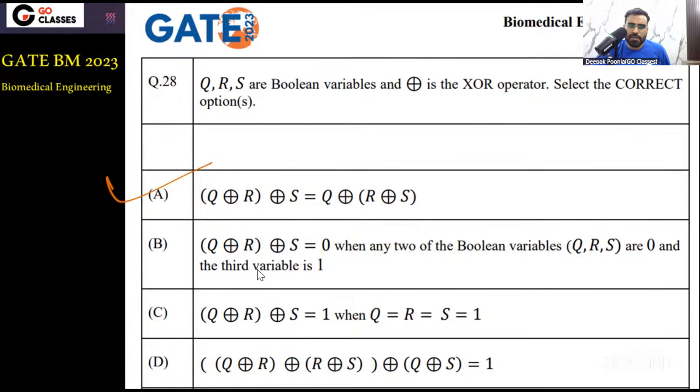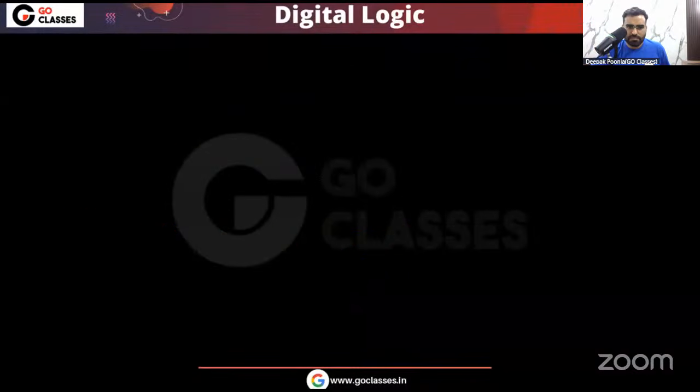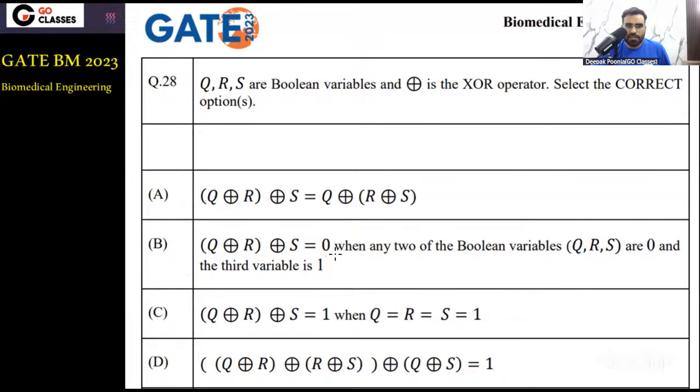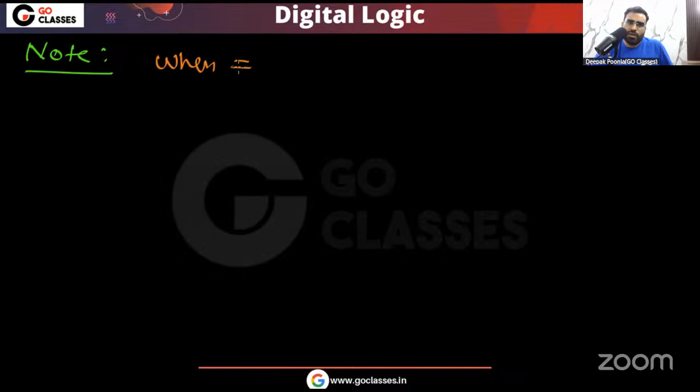There is something interesting here. In option B and option C, they are using this word when. If you remember, in propositional logic we studied the meaning of when. When means if. You can see we have this word when in option B and also in option C. You already know from propositional logic that when means if. You can replace when with if in propositional logic, correct?